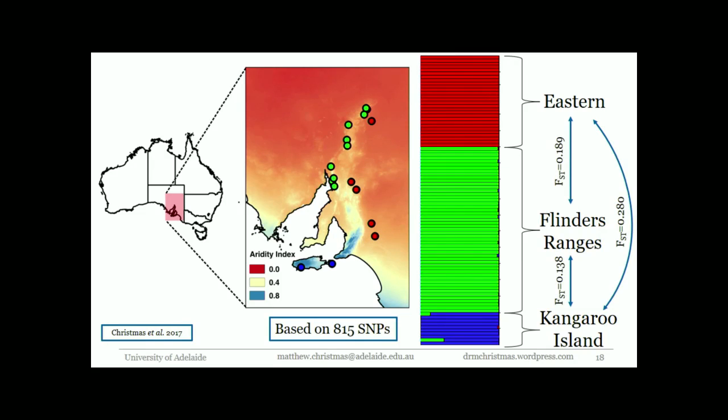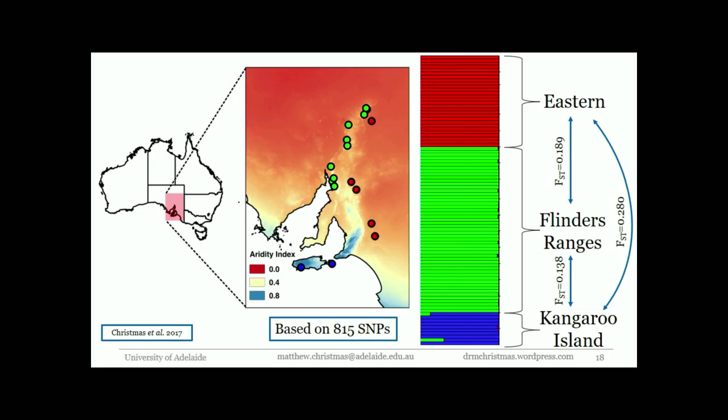And the blue Kangaroo Island cluster is probably a result of isolation from these other populations, but this clustering here required some more explanation. And a couple of potential explanations for that is that what we're observing here is isolation by environment. So these populations up here are geographically close to each other, but environmentally distinct from each other. So there's a big rainfall drop-off to the east of the ranges.